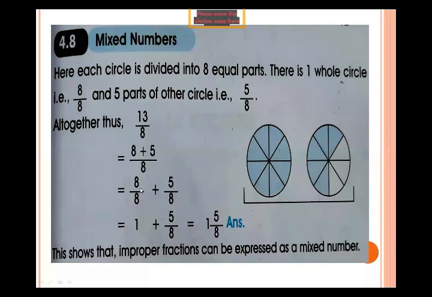8 upon 8 means one whole shape is shaded. The whole is 1 plus 5 upon 8, which is equal to 1 whole 5 upon 8. This shows that an improper fraction can be expressed as a mixed number. It is called a mixed number. It means here a whole number and a fraction are both present. That's why it is called a mixed number.